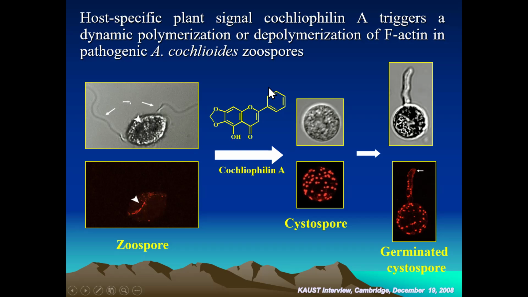And this signal triggers the polymerization and depolymerization of actin protein in the zoospore to form a different skeletal structure, from oval shape to round shape. And then it germinates, which is necessary for the infection process. So cross-kingdom communication can be done by a signaling compound.